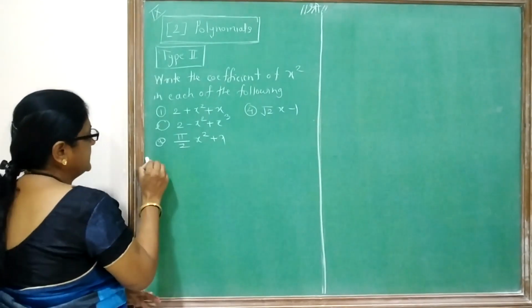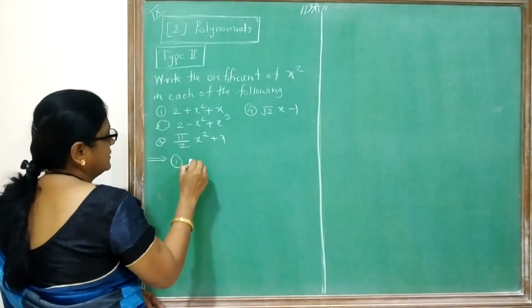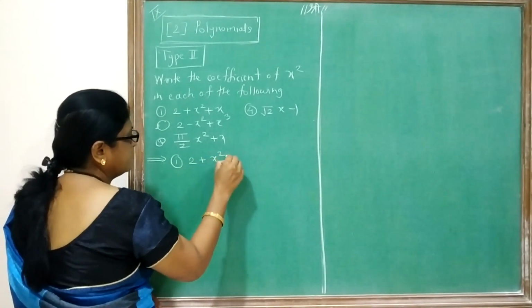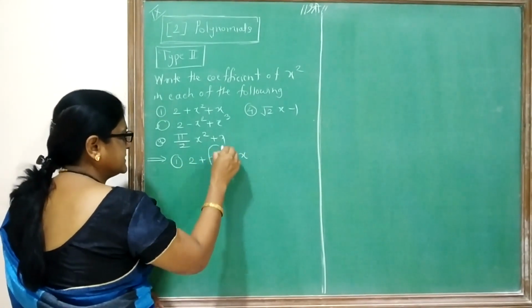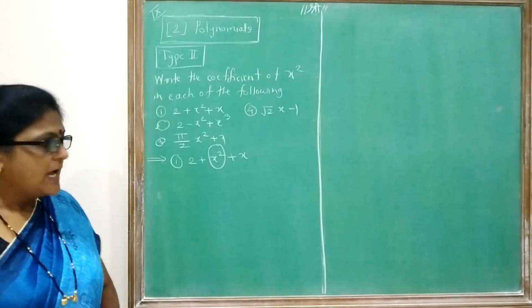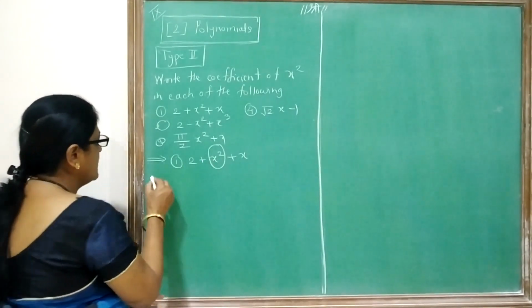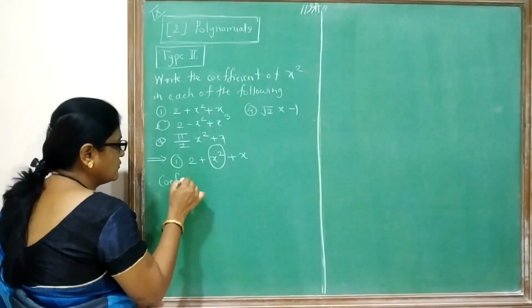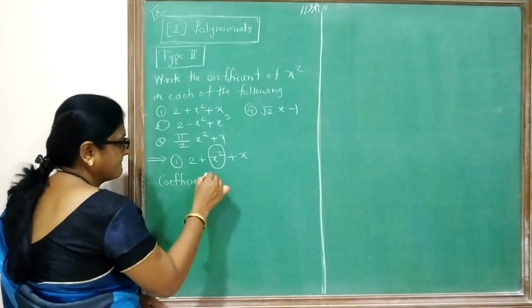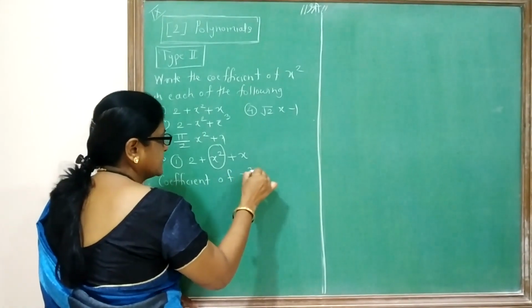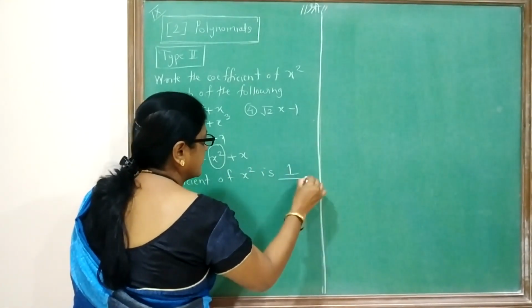Your first example is 2 plus x square plus x. Here this is x square and its coefficient is 1. So you will write its answer: the coefficient of x square is 1.